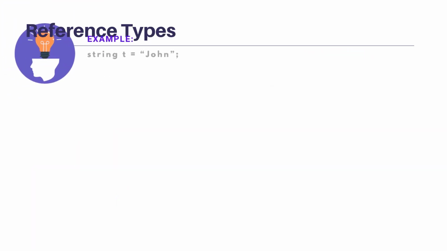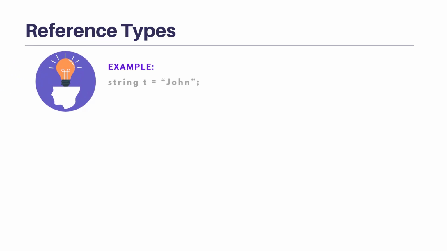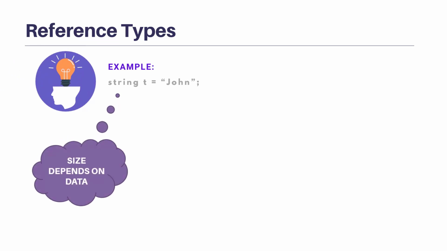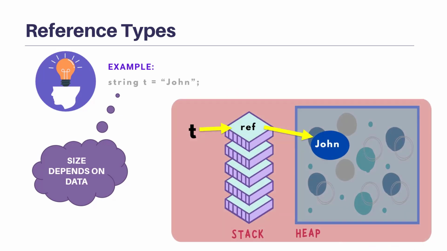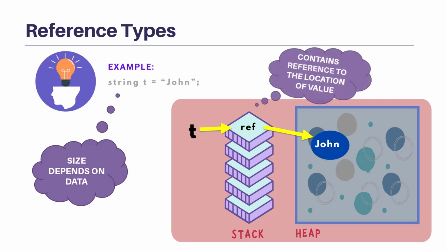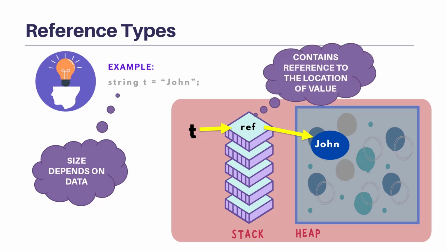A reference type variable does not directly store the value, but it stores the reference to the memory location where the actual value is present. So the reference type variable is like a pointer. Another characteristic of a reference type variable is its size generally is not fixed. The actual size depends on how much data is present. For example, the string "hello world" would need less memory space than, let's say, "hello world again", as it contains fewer characters. Also, the reference type values are stored on heap.